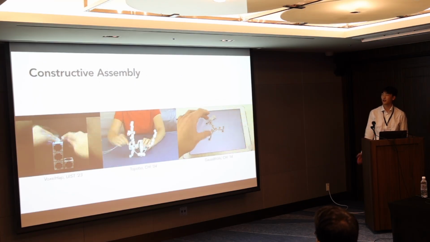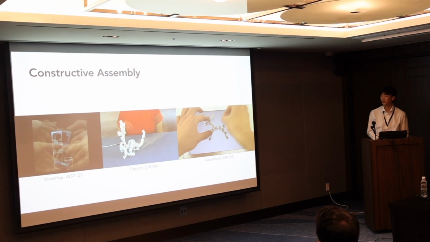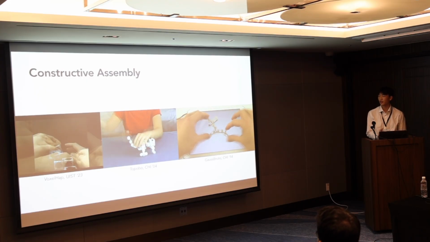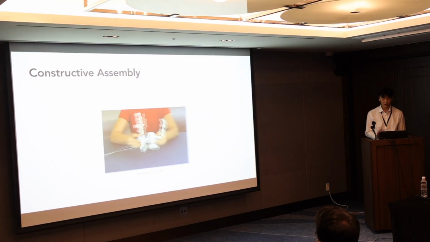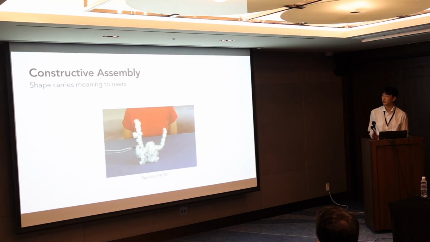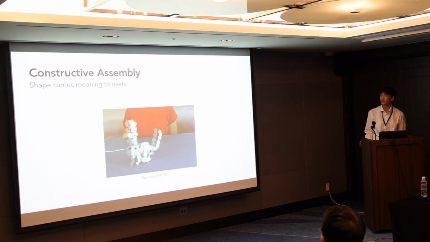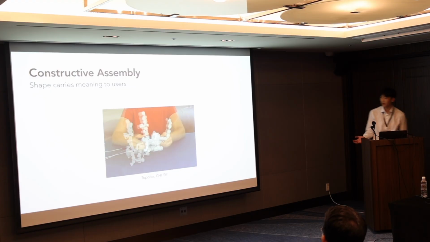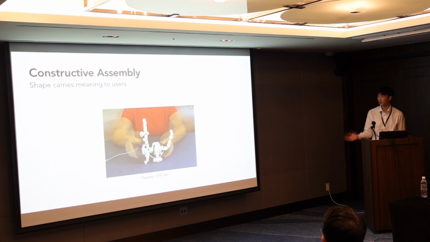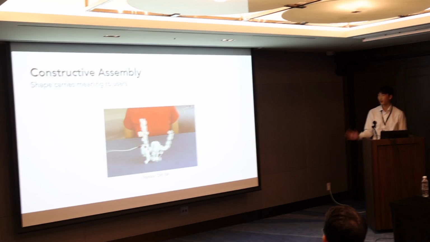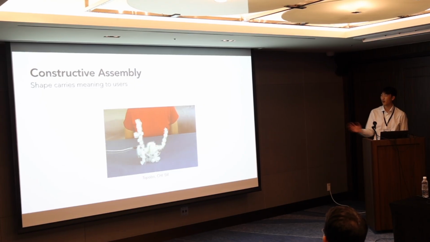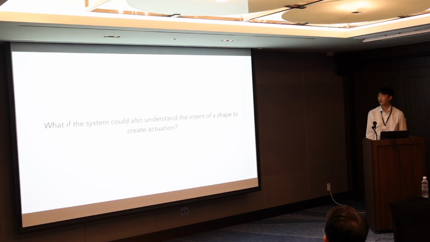One approach researchers have explored is constructive assembly, where users create more complex shapes out of simpler individual nodes. One insight I really want to highlight from these prior works is that shape carries a lot of meaning to users. To illustrate what I mean, if you look at this video, if you decouple the shape from the movement, you might just see a couple of motors actuating arbitrarily. But because of the overall animal-like shape, we recognize this motion as a walking motion. So this leads us to our question: what if this system could also understand the intent of a shape to create actuation?